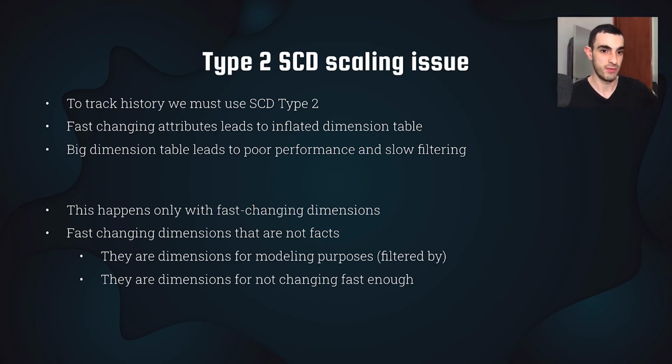So once we get to this big dimension table, filtering by it doesn't work. And this happens only when the dimension is changing fast enough, of course, and where the dimension that is changing fast can't be facts. They can't be facts for one of two reasons. For example, you need to use them as dimensions because you need to filter other facts by them, or they're changing fast enough to cause scaling issues with slowly changing dimensions, but not fast enough to be considered facts.